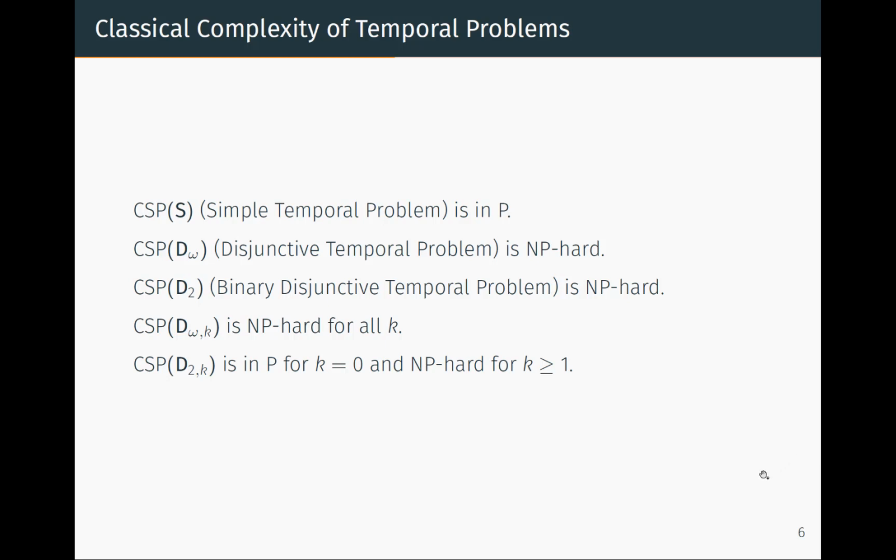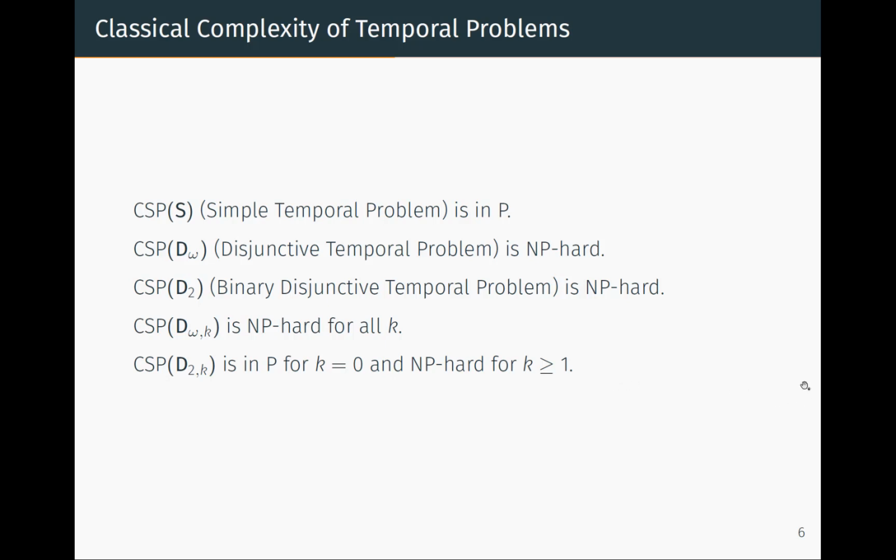So now let's look at the complexity of these problems. Recall, STP is tractable, DTP and binary DTP are NP-hard. So what happens for D-omega-k? CSP over D-omega-k is NP-hard for all k. So we didn't gain anything by restricting the intervals. And CSP of D2-k is polynomial only for k equals 0 and NP-hard otherwise.